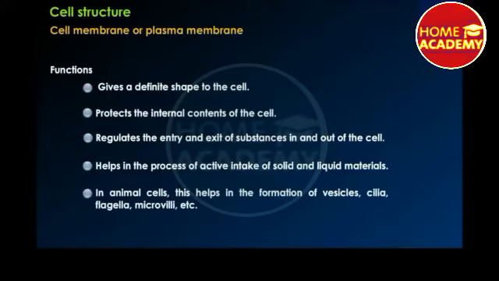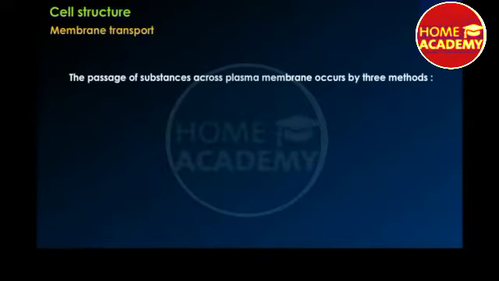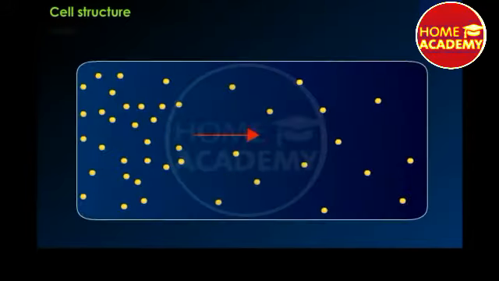In animal cells, this helps in the formation of vesicles, cilia, flagella, microvilli, etc. Membrane transport. The passage of substances across plasma membrane occurs by three methods: diffusion, osmosis, and bulk transport.